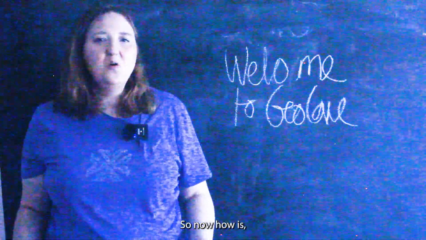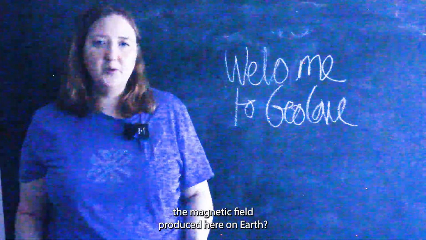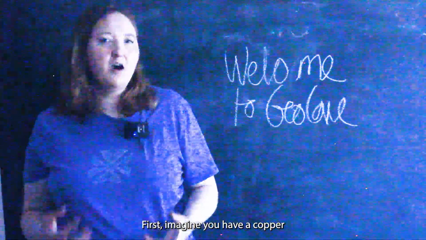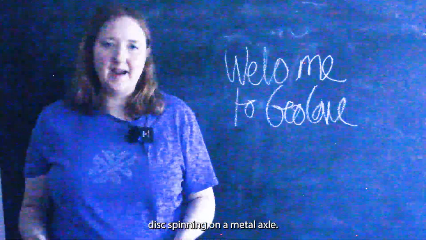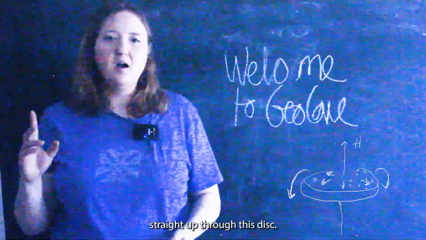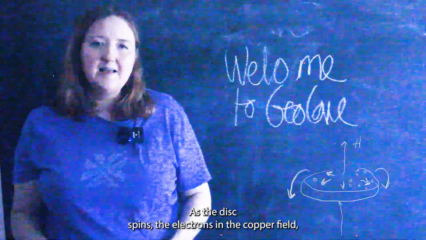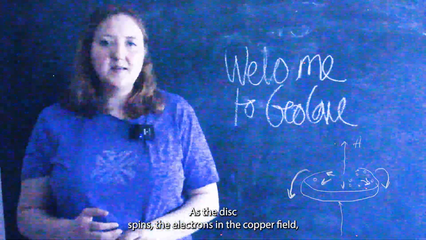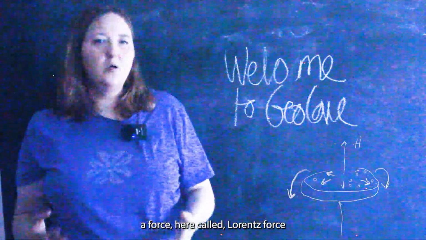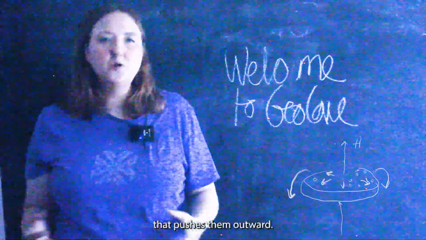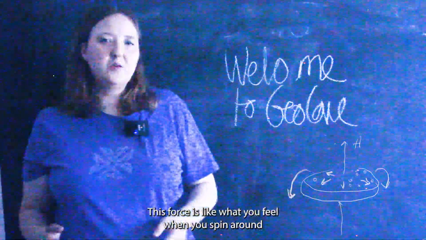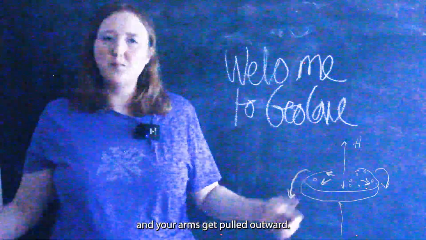So now, how is the magnetic field produced here on Earth? First, imagine you have a copper disc spinning on a metal axle. There's a magnetic field pointing straight up through this disc. As the disc spins, the electrons in the copper feel a force, here called the Lorentz force, that pushes them outward. This force is like what you feel when you spin around and your arms get pulled outward.